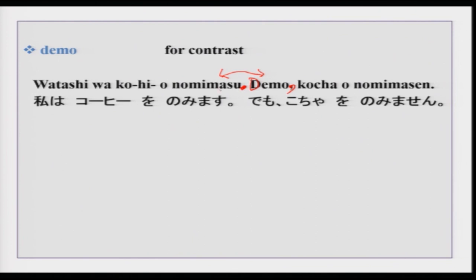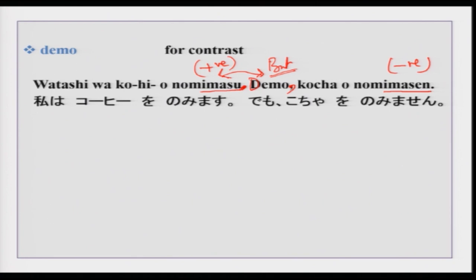Watashi wa kohi o nomimasu. I have coffee, but kocha o nomimasen. So, in this form, this is positive and this is negative. It shows contrast. I do a certain thing and I do not do a certain thing by this conjunction, by this joining particle, demo, which in English translates to but. Is it all right? So, you can make a lot of sentences like this.